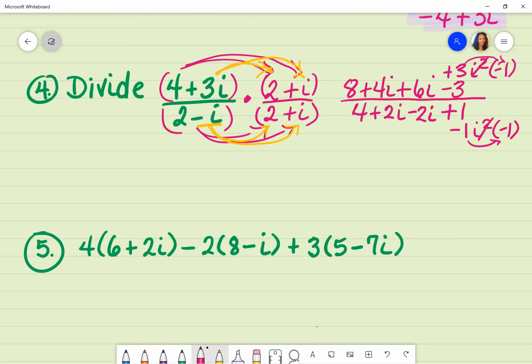Combine like terms. I see up here, I have an 8 and I have a negative 3. That's my real part. So I'm going to combine that, and that becomes 5. My imaginary part is this part in the middle. So that's 4i plus 6i, which is 10i.